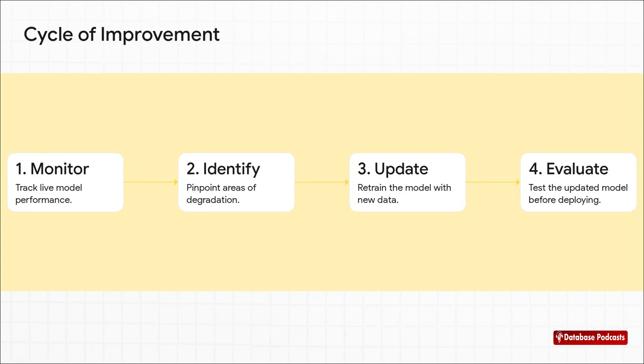The only way to fight this is with a constant cycle of improvement. You have to monitor its live performance, identify where it's starting to get things wrong, and then retrain it with fresh, new data to keep it relevant. Then you test it all over again and redeploy. This isn't a one-time fix. It's a loop that never ends.